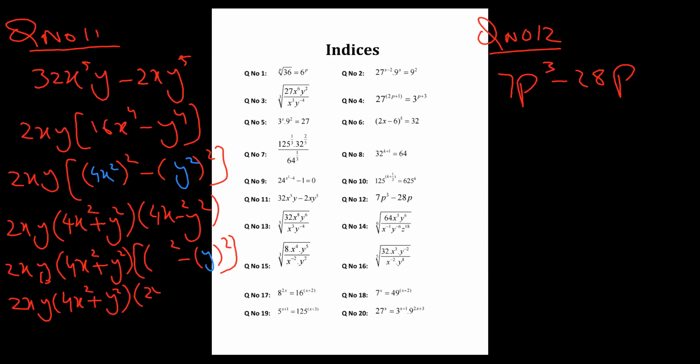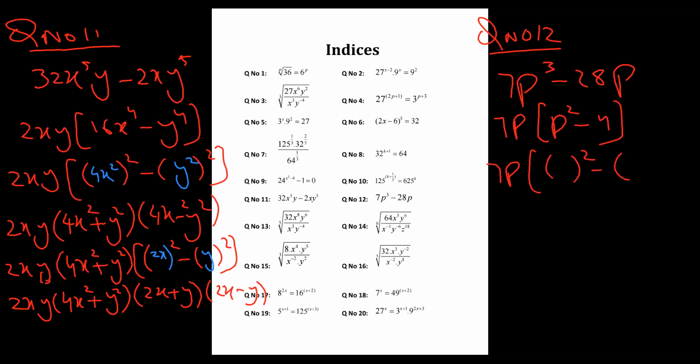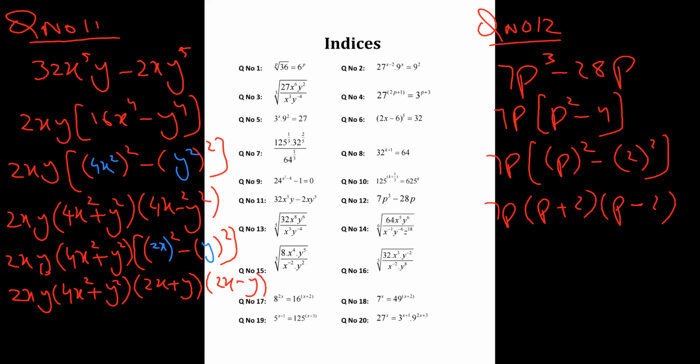So I should write here 2x. So one time add and one time subtract. So 2x plus y and 2x minus y. From here, 7y common, we got a p to power 2 minus 4. And we can write here power 2's. Easy, very easy task. One time plus, one time minus. Take a screenshot.